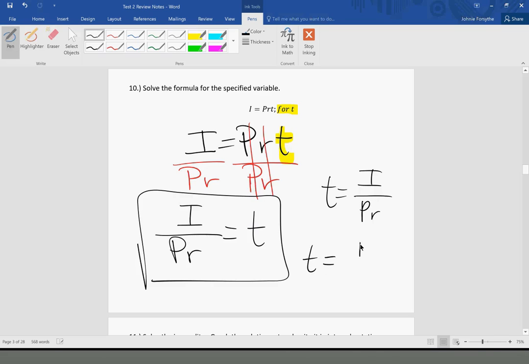And you could say T equals I divided by RP. That's the same thing. That's probably the answer that we're going to have on the test. No need to rewrite or rearrange the variables.